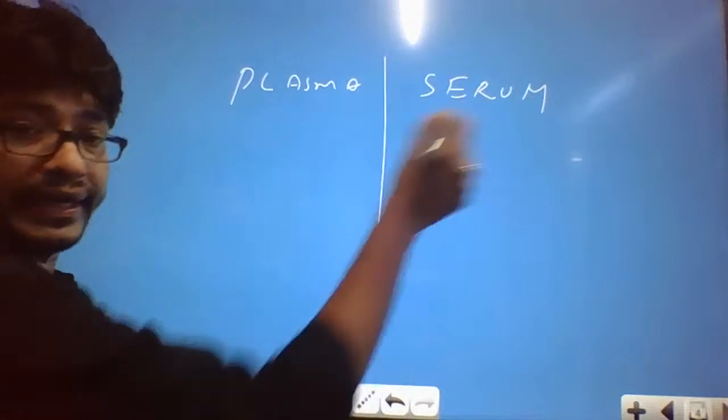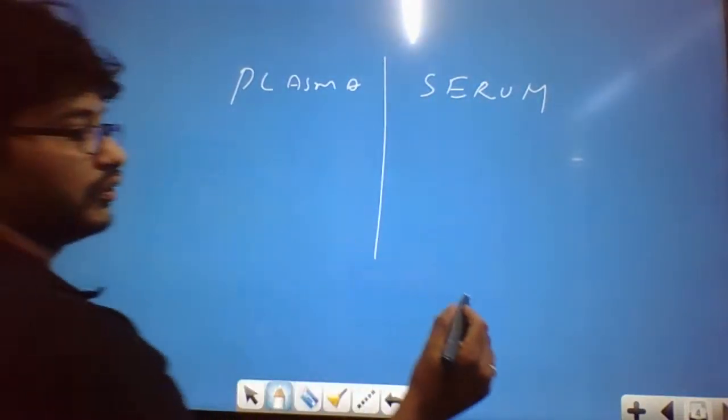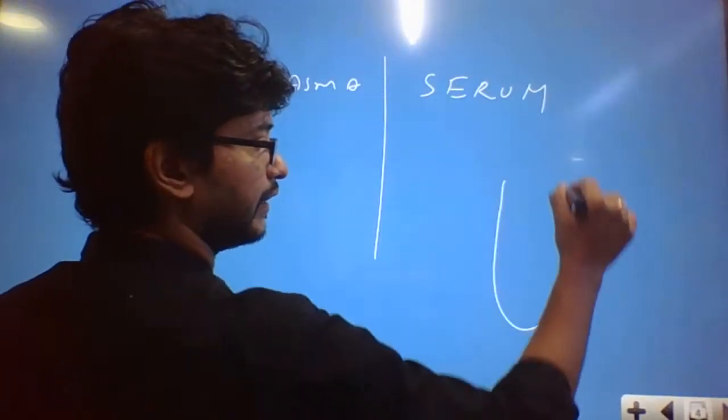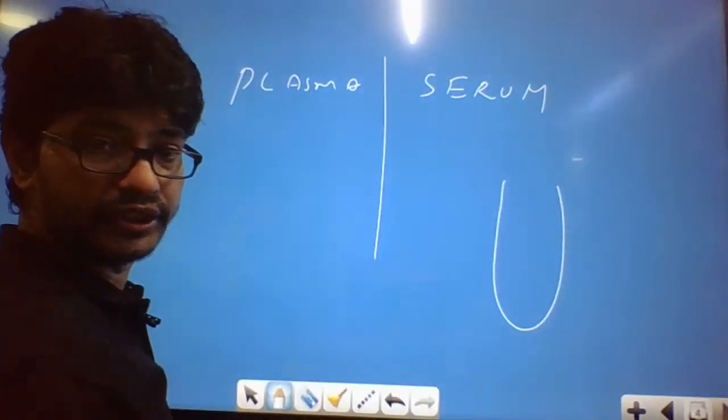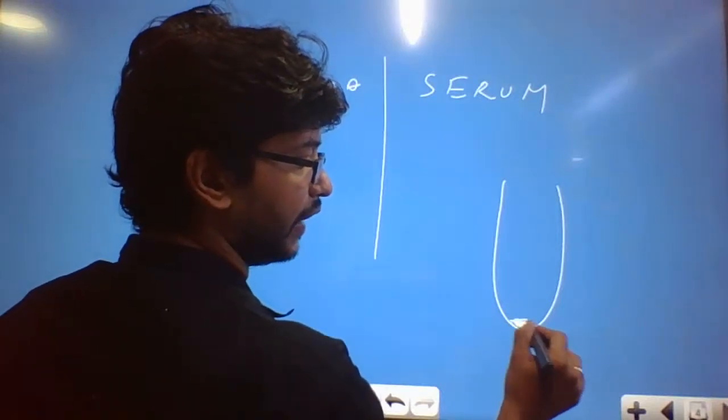So how can I obtain plasma and serum? For example, I take test tubes, mostly in the diagnostic procedure. If you take the test tube, here I'll be adding something called an anticoagulant.